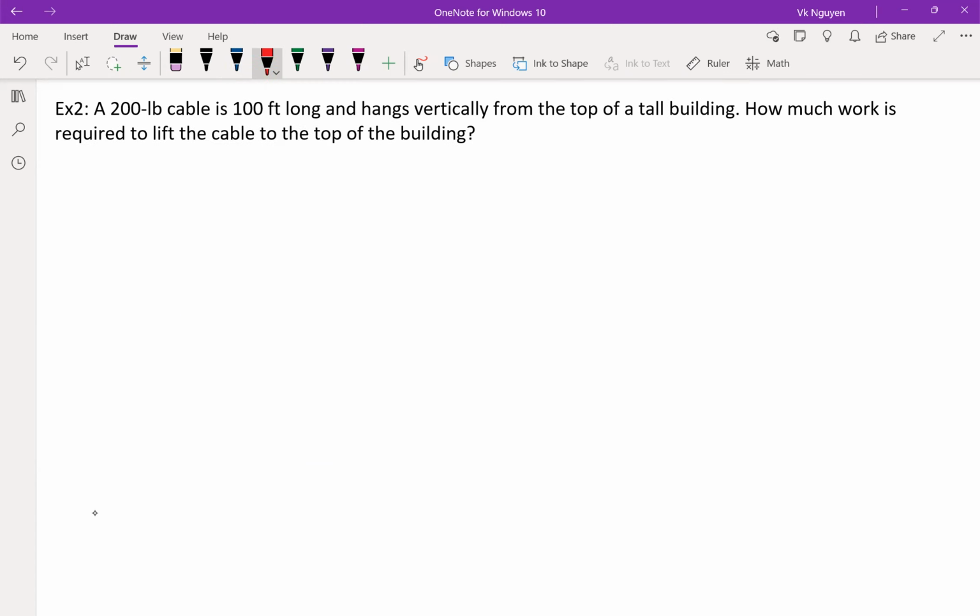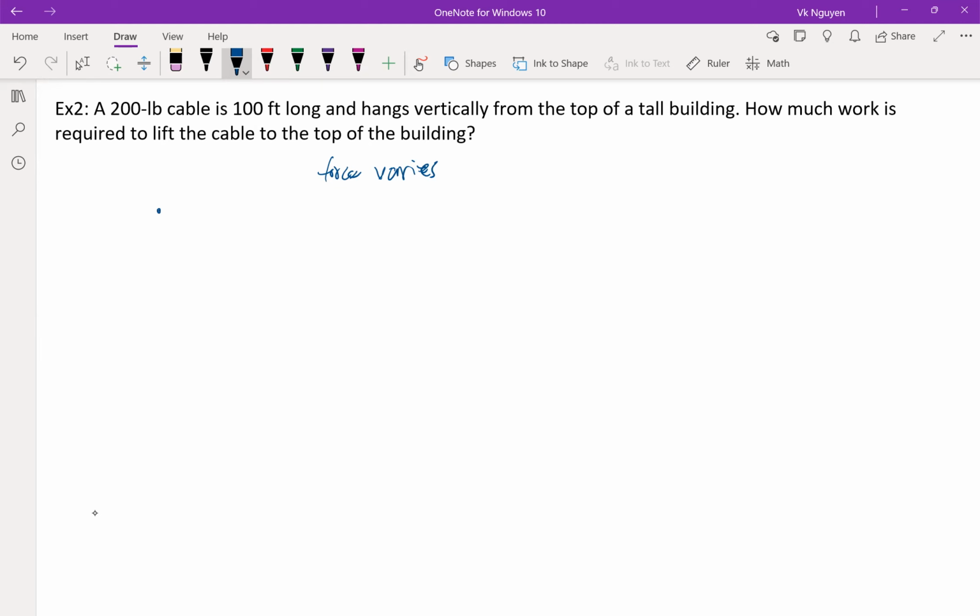Exercise 2. A 200-pound cable is 100 feet long and hangs vertically from the top of a tall building. How much work is required to lift the cable to the top of the building? In this problem, force varies because the weight of the cable is getting lighter as we lift it up. And because the force varies, we need to use calculus.